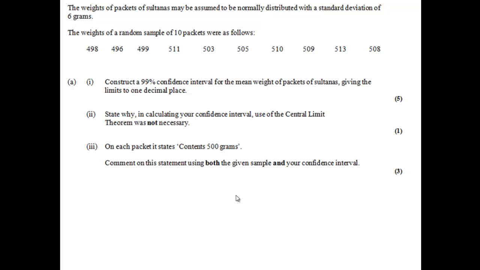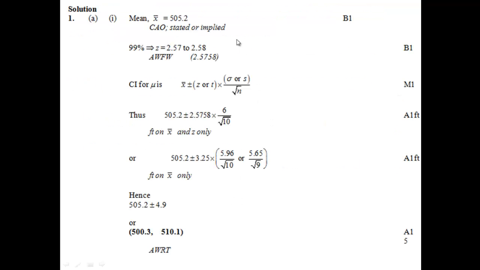Okay, let's go through the mark scheme. You can see where the marks are coming from. These B marks mean you have to get the right answer. So you've got sample mean of 505.2. And here, anything which falls within 2.57 and 2.58, we got that answer there, didn't we? Which is perfect, really. For working out the confidence interval, there's the formula.